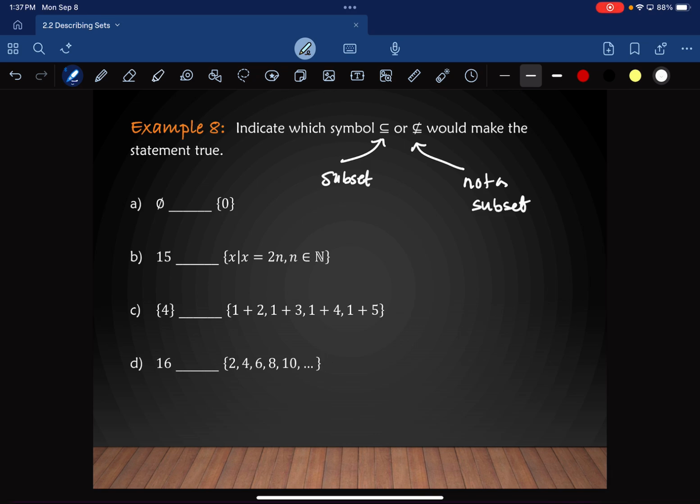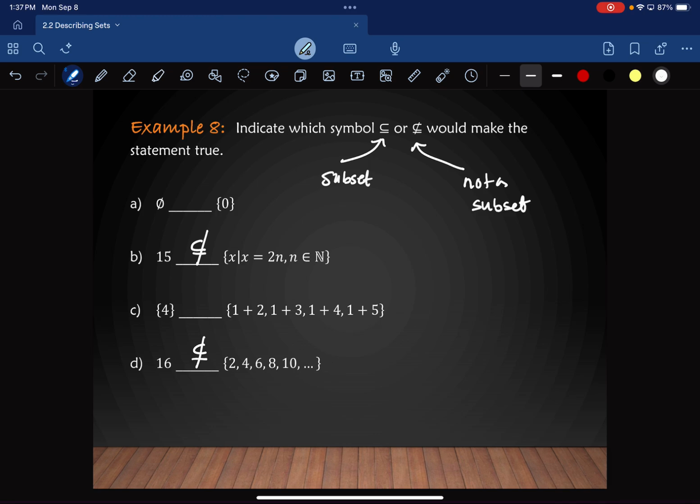Y'all with me? Okay, so this one right here on B is definitely, hang on, let me get the symbol a little higher, not a subset, because it's not a set to talk about. I mean, it's not a set at all. Any others? D, for the exact same reason, right? It doesn't matter what happens on the right. If it's not a set, which it's not, it can't be a subset.